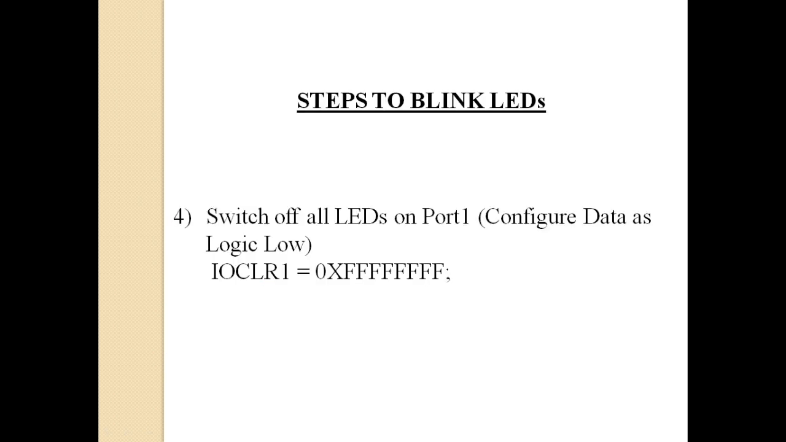Next step, what should I do? I need to switch off all the LEDs because I am going to write a program for LED blinking. How will you generate LED blinking? You need to make the LED on, then after some time make the LED off. In the previous step I made all the LEDs on. In this step I am going to make all the LEDs off. For that I need to write data as logic low. Previously I wrote data as logic high, so the LED was on. Here I need to configure the data as logic 0, so the LED will be off.